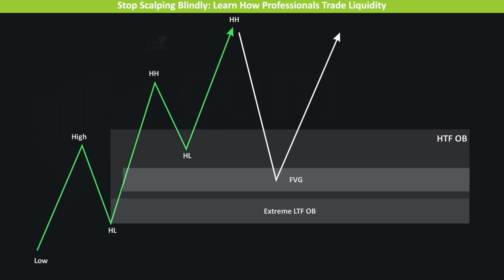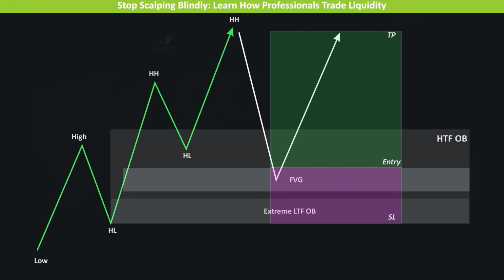Entries based on fair value gaps tend to produce a higher activation rate compared to relying solely on extreme order blocks. In a bullish scenario, this usually means placing your limit order at the highest point of the fair value gap, while positioning your stop loss beneath the extreme order block. The trade-off is that this creates a wider stop loss, and that naturally reduces the reward to risk ratio of the setup. Placing a tighter stop loss just below the lowest point of the fair value gap is also possible.